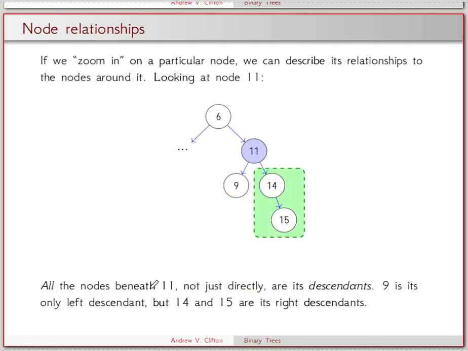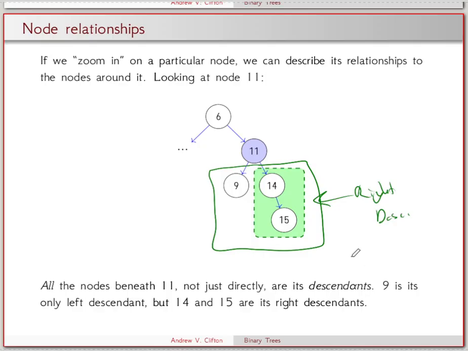If you go for all the nodes beneath it, not just directly, those are its descendants. So if you looked at all this stuff here, that would be its descendants. Or you can look at its left descendants and its right descendants. Here, this dashed thing shows the right descendants of 11. So it has 2 right descendants.